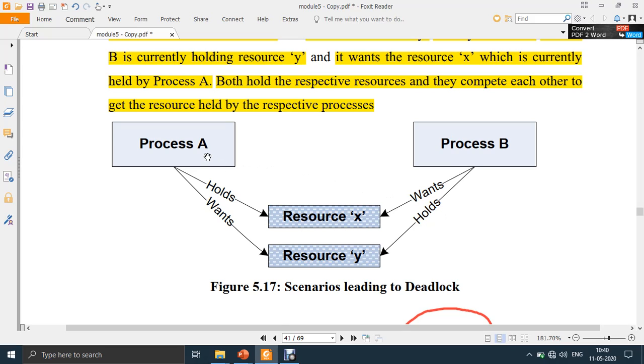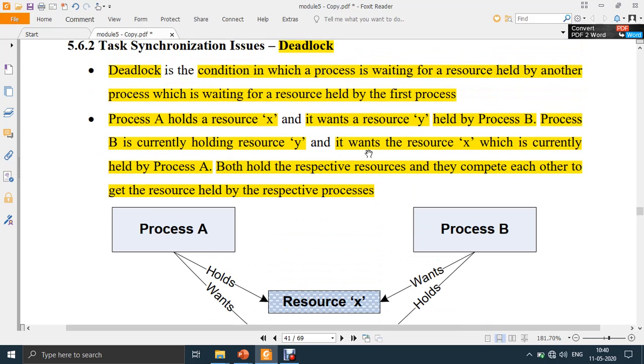Why? Because process A is not willing to give off X. It already has X, and it wants Y to complete. So it says, why should I give away X without acquiring Y? And the same case is with process B. It already has Y, and it says it will not give away Y until it gets X. So neither process can continue.